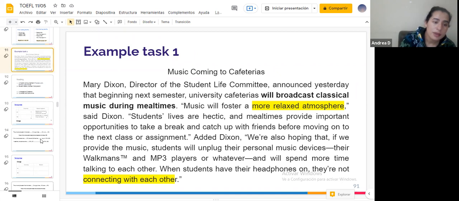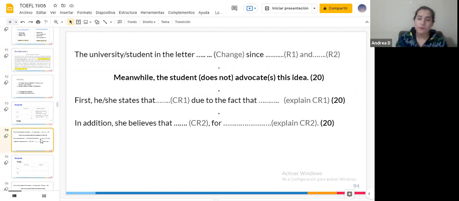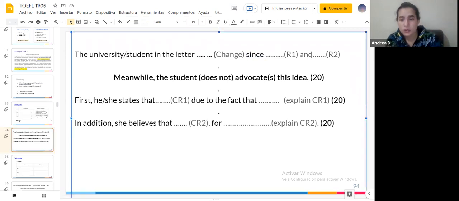I'm not gonna get past that. So at the beginning, for your intro, you need one sentence in which you explain what the change and the reasons are. Now, you can use something like "since", you know, since they want to create a more relaxed atmosphere and students to connect more.